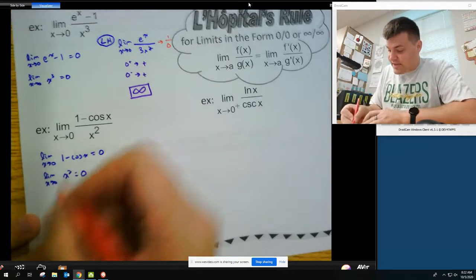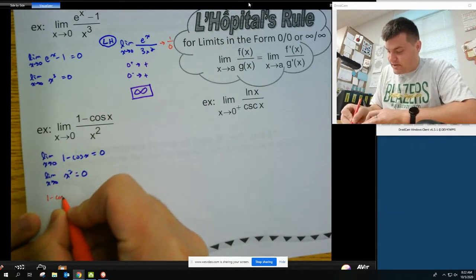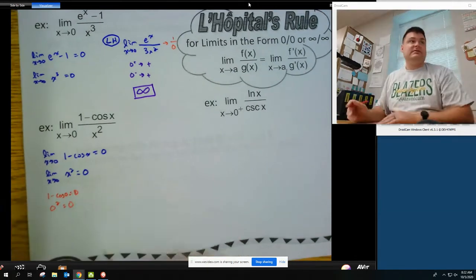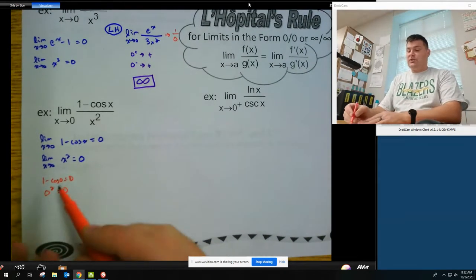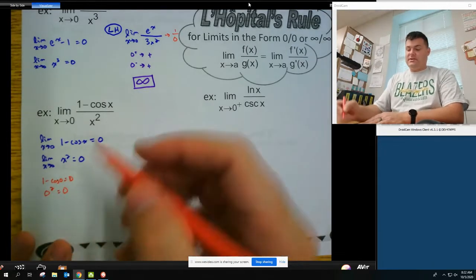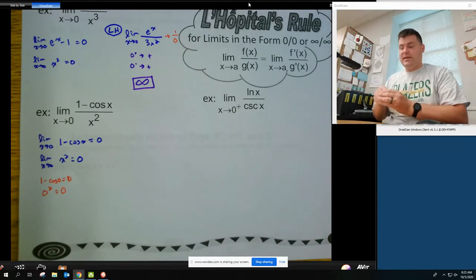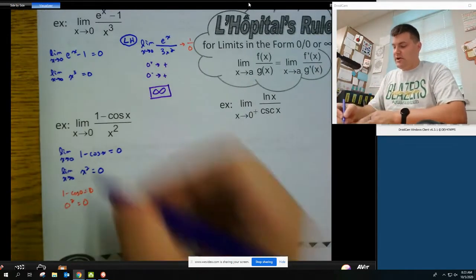So if instead you have this 1 minus cosine 0 equals 0 and then 0 squared equals 0, if you put those things, then you're actually totally fine. You're covered. You're good. The reason I don't do that is because, well, you kind of see that in the next example where I can't use the red. Okay, so now I know this is 0 over 0.